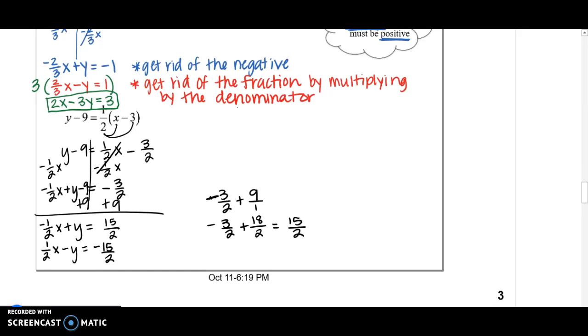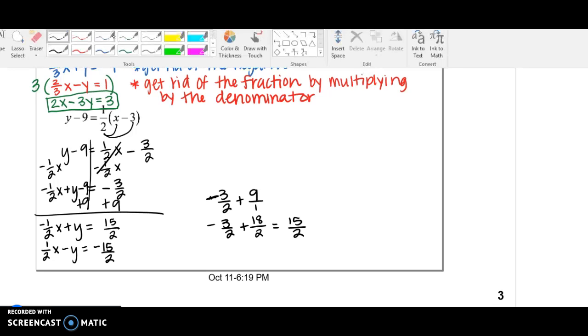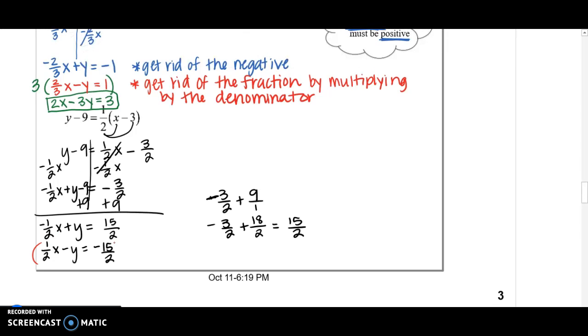And looking up at our last problem, to get rid of the fraction, we multiply by the denominator. So look at the denominator. We have fractions in 2 places. We both have a denominator of 2. So I'm going to take this whole thing, and we're going to multiply by 2.